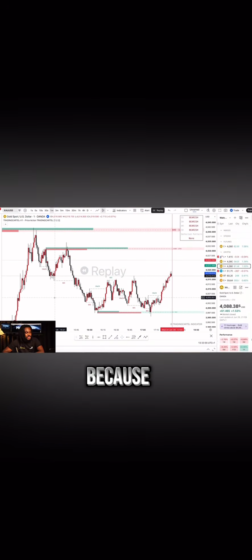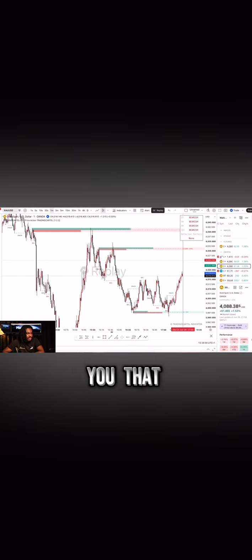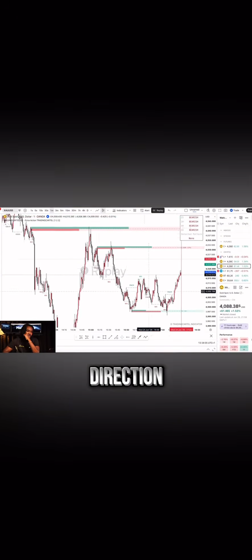Next, you'll notice CHOCH, which is change of character. CHOCH stands for change of character. This is one of my favorite features because it helps identify potential market reversals. A CHOCH often tells you that momentum may be shifting and that the market could be preparing for a new direction. Another feature you'll notice are these colored zones.